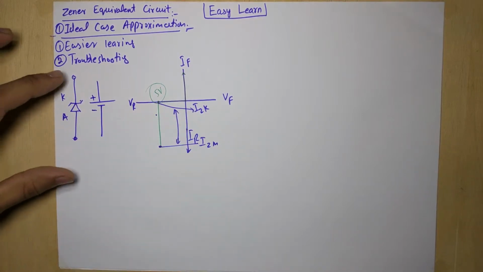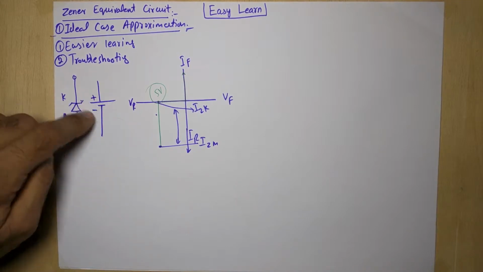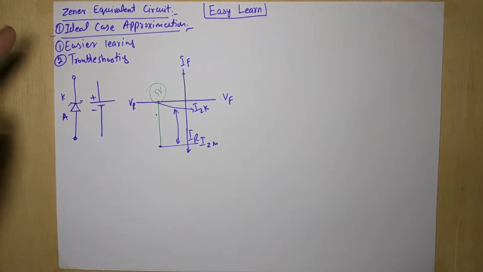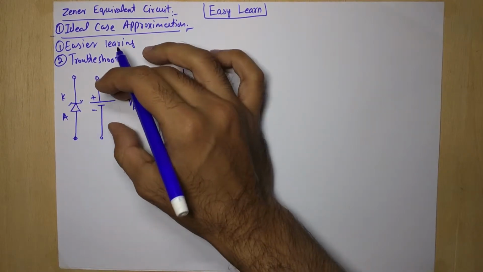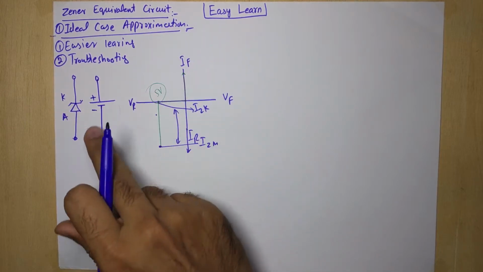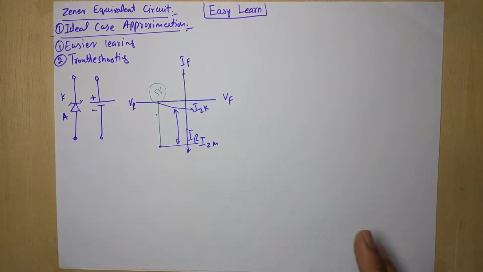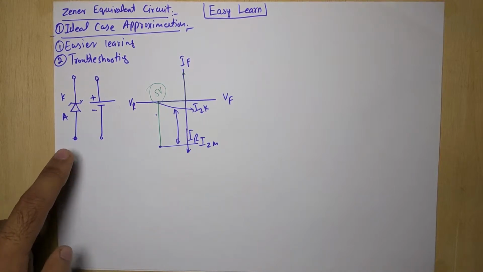If you remember, in the normal diode case the polarities are reversed compared to this. But right now the voltage of the battery here has a positive on the cathode side and a negative on the anode side, because the Zener diode operates in the negative region, so these polarities are reversed.